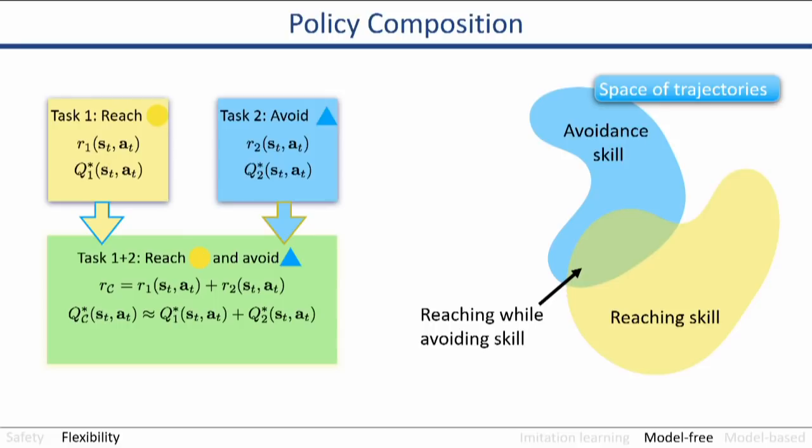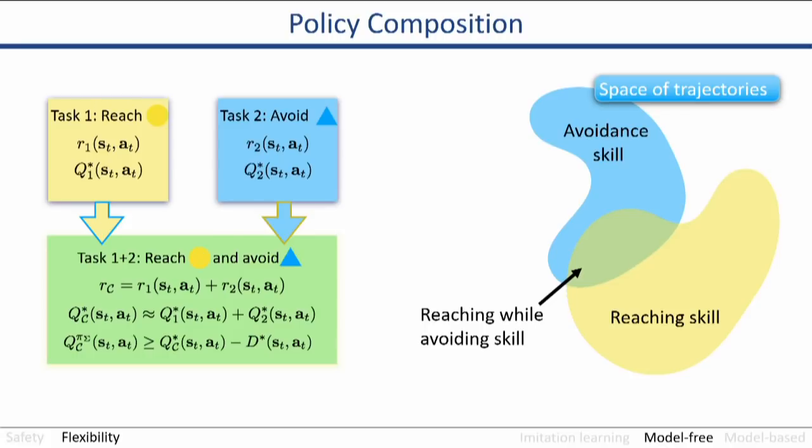But in general, this doesn't just work out of the box. So it'd be nice if you could just take DQN from homework 3, train it on task 1, train it on task 2, add them and get both of them to work together. This is actually not the case. It's a bit involved, so I'm not going to go into the details. You can look at the paper.